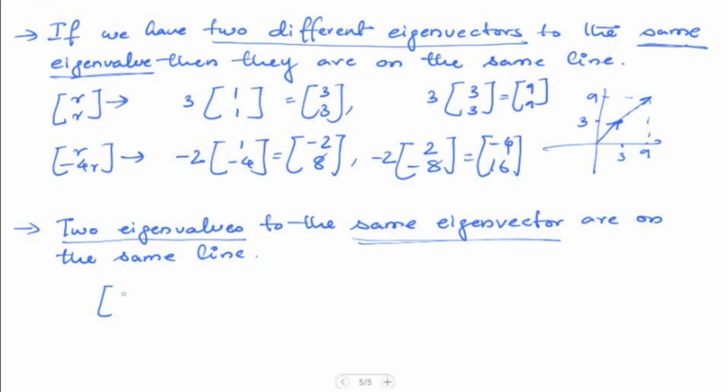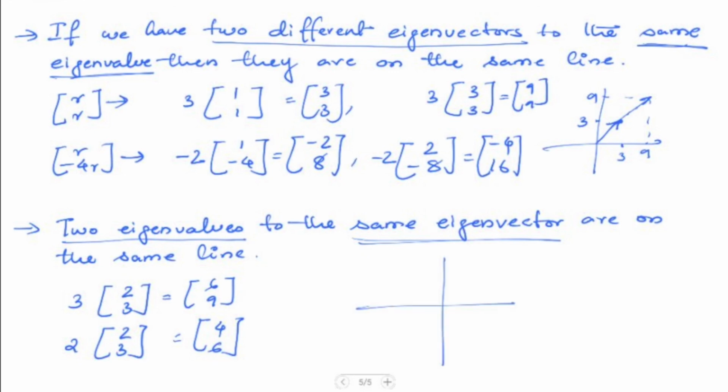Let's consider eigenvector maybe 2 and 3. So if you have two different eigenvalues, that could be 2 times 2, 3. So the eigenvalue here is 2. Or you could take here, maybe I'll write it above here, 3 times 2, 3. So as you know, they are multiples of the same vector. So they're of course on the same line, right? So this would be 6, 9. And that would be 4, 6. So they are on the same line because they are just a single line.